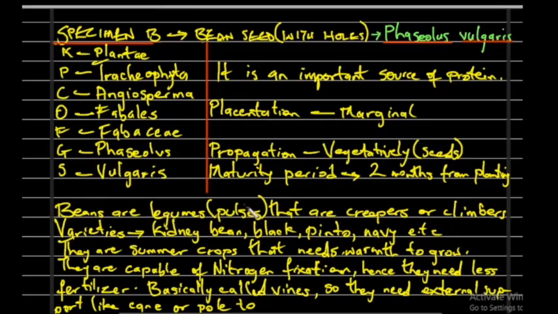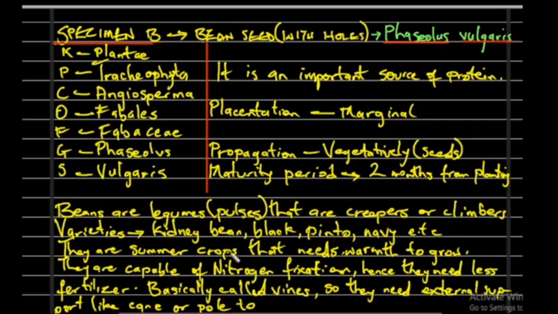Beans are legumes. They are pulses, and they are also referred to as creepers or climbers. They are vines, so they actually creep on the ground, but if they have a pole nearby as an external support, they can grow around the pole. They have different varieties of bean. We have the kidney bean, black bean, pinto bean, navy bean, etc.